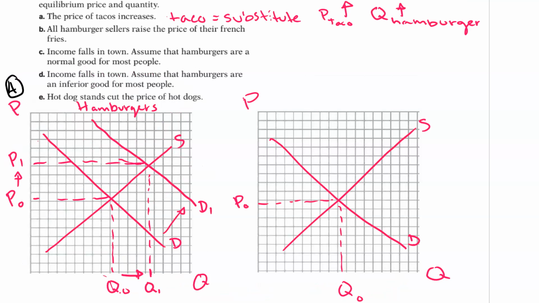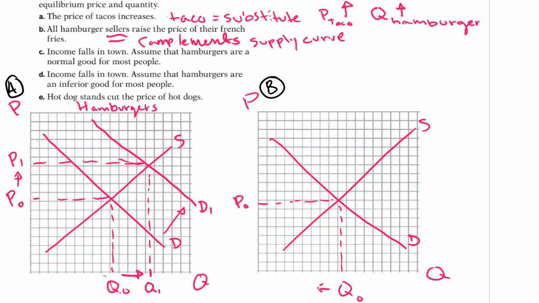Alright, so we've got 3 more scenarios to look at, so let's look at B. It says hamburger sellers raise the price of their french fries. So hamburgers and french fries go together. So here we're talking about a situation where we've got complements. So our sellers, first of all, sellers is telling me that's going to be my supply curve. And complements, so if we raise the price of our french fries, we're going to anticipate that the quantity demanded of hamburgers goes down. Right?